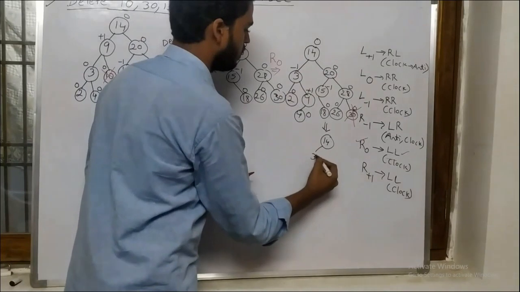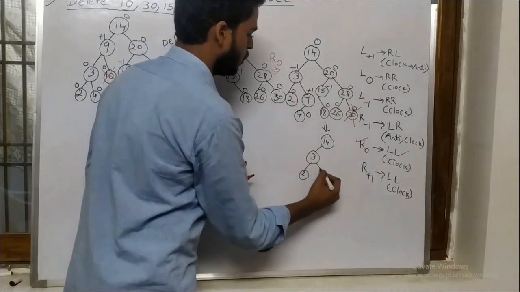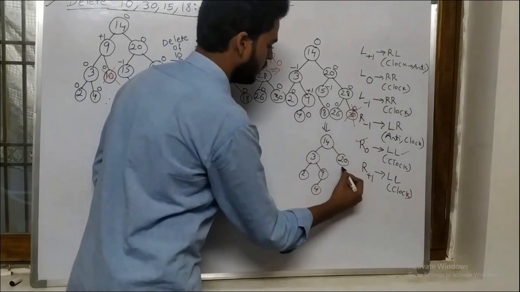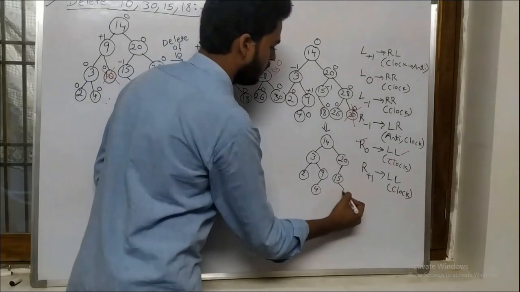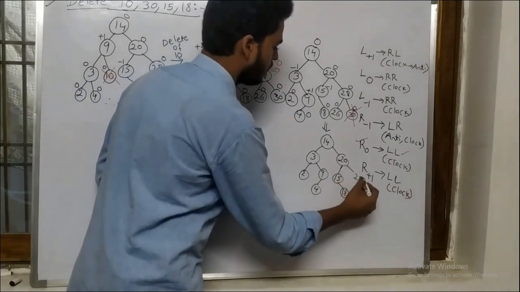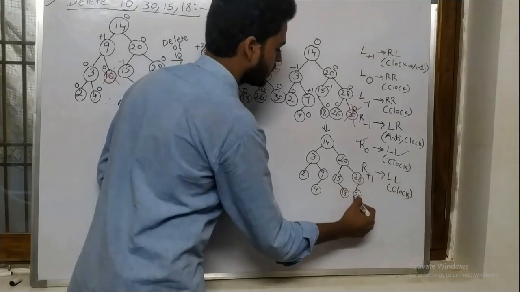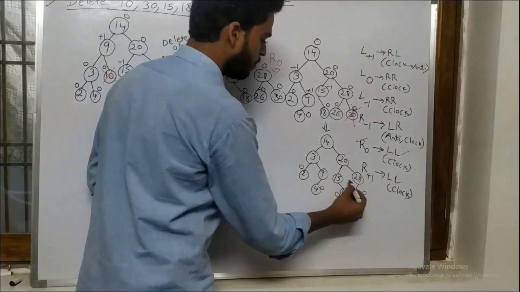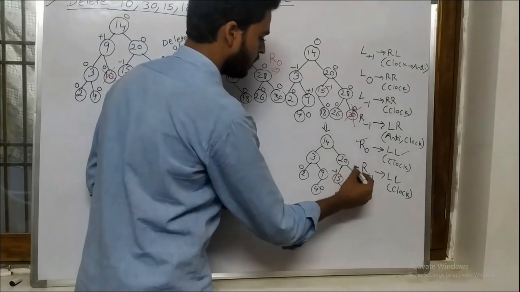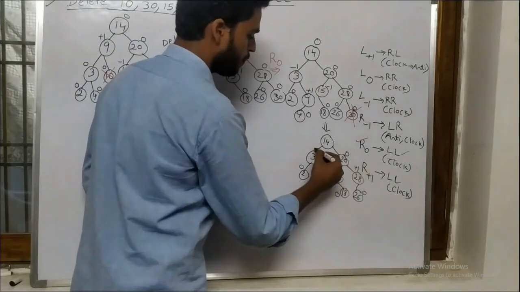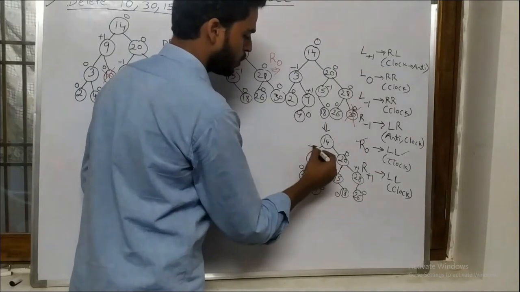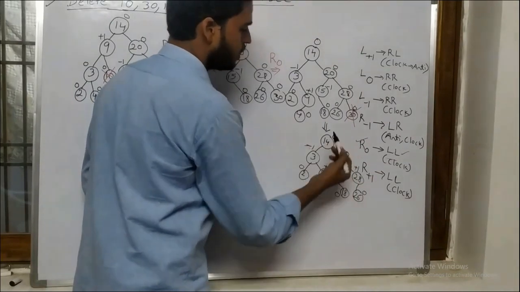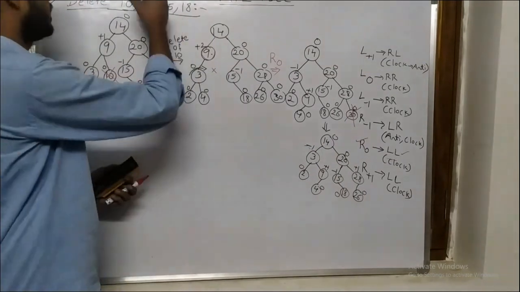14, 3, 2, 9, 4, 20, 15, 18, 28 and 26. Calculate balance factors. 0, all leaf nodes 0, 0, 0, minus 1, plus 1, 0, plus 1, 1, minus 2, minus 1, 1, 2, 3, 1, 2, 3, 0. There is no problem. So I have deleted 30, 10 and 30.